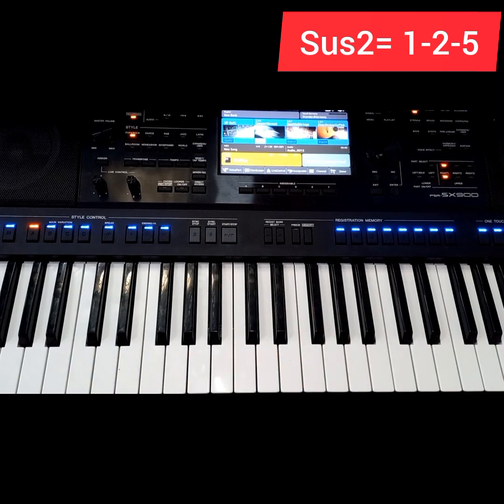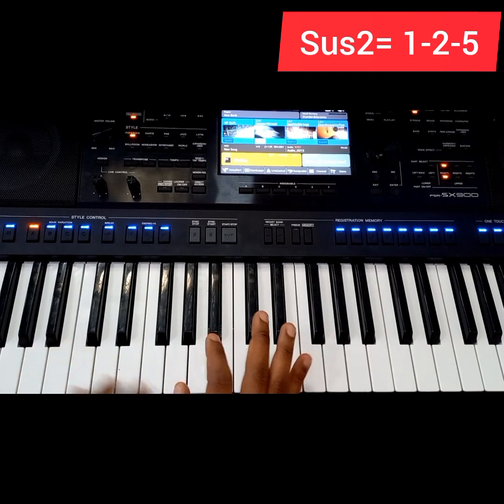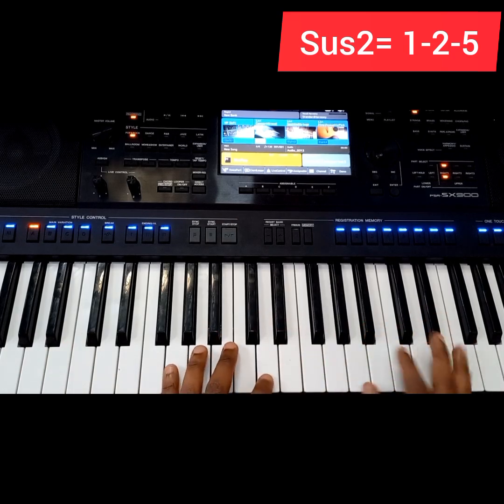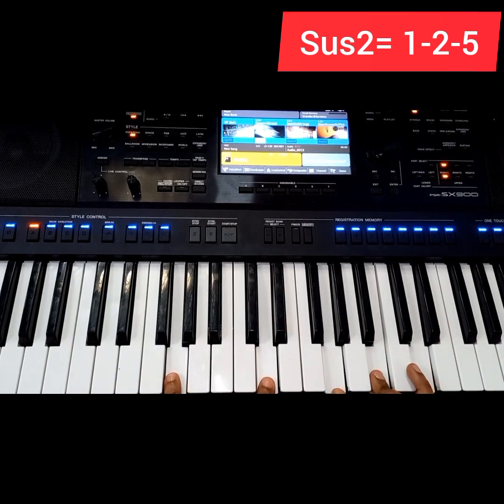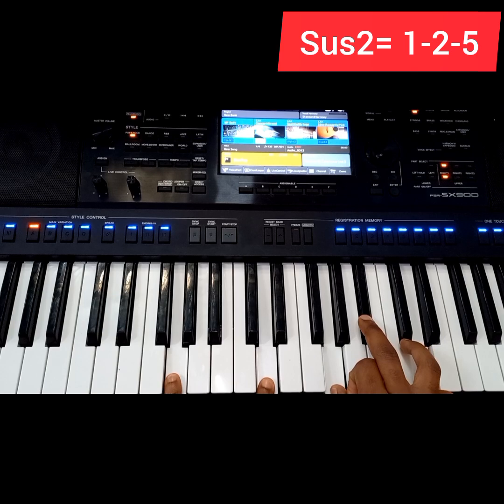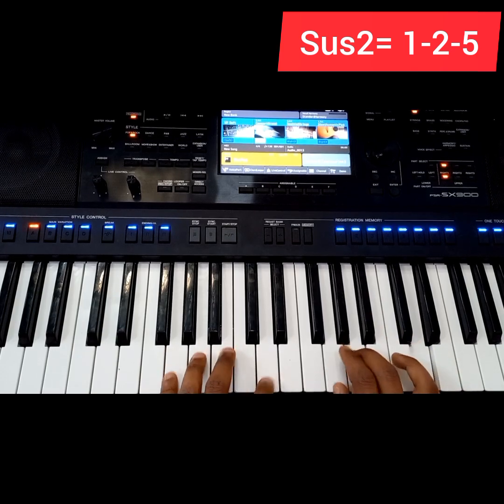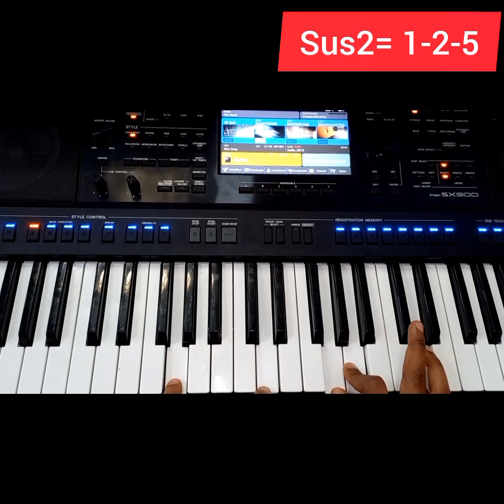Try to create a G sus2 chord. Let us create it here. So this is a G major chord. If we lower the third by a full tone, that is 1, a half tone, a half tone. So this is a G sus2 chord.